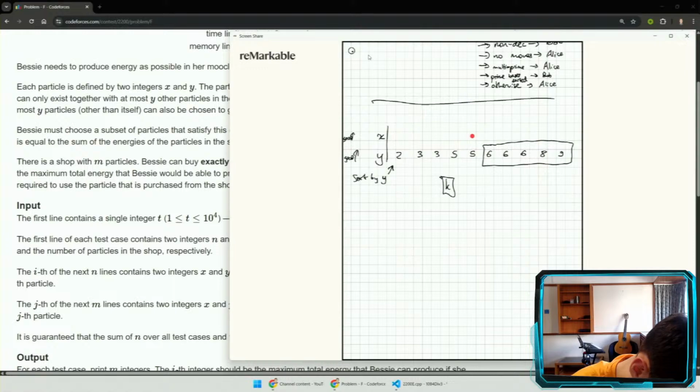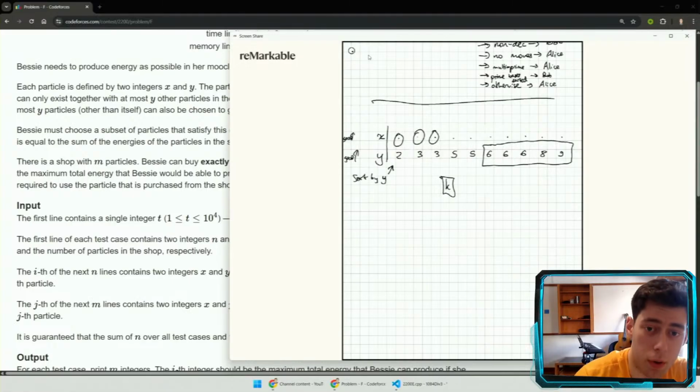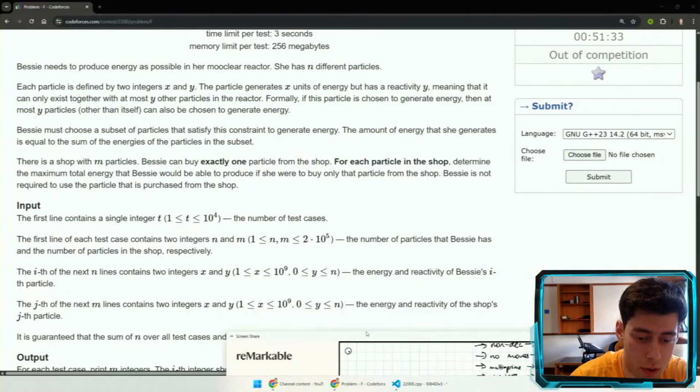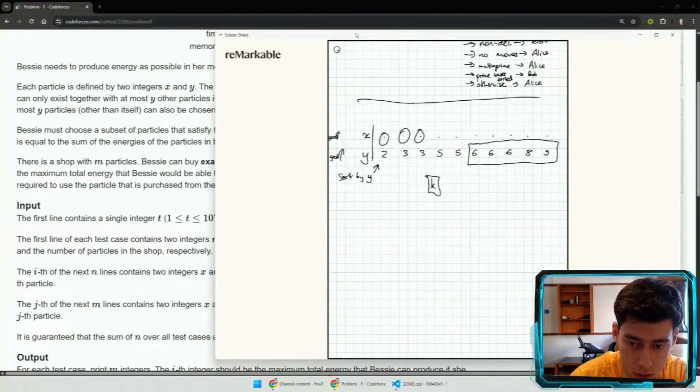The trade-off here is that a bigger k is better because you choose more particles, but a smaller k might be better if you get access to some of the more juicy ones on this side. So that's the problem. I don't even know if I know how to solve this without the queries, to be honest.